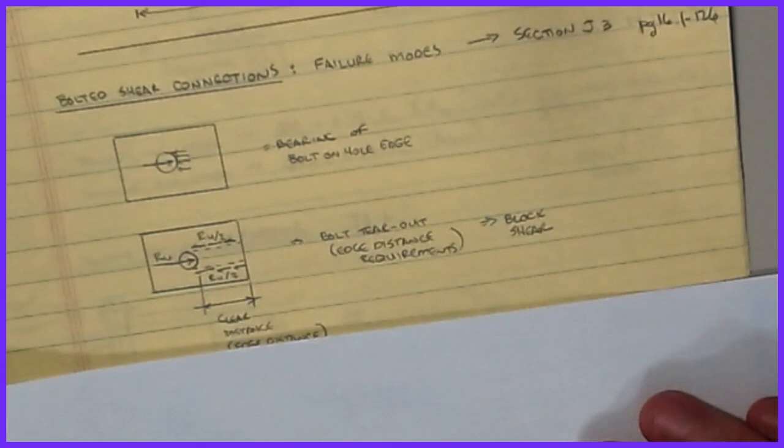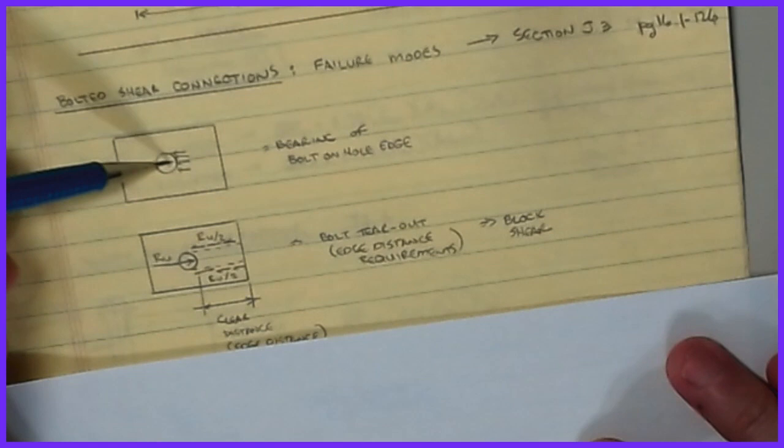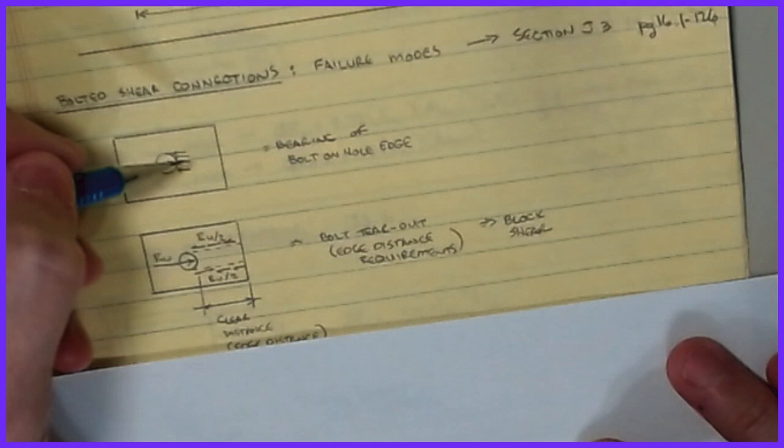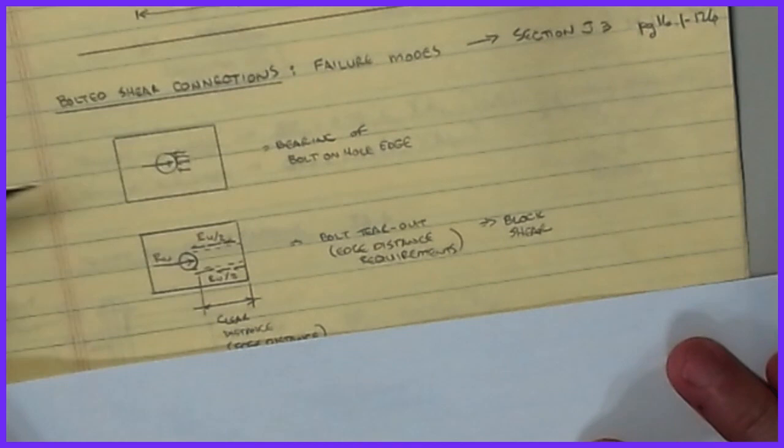The first one is that there's a possibility that I could size the bolt correctly, but if the bolt is sitting in this hole and I don't size the plate or the piece connecting next to it appropriately, then I could end up failing it on the front edge of this hole, and that would be what we call a bearing failure of a bolt.